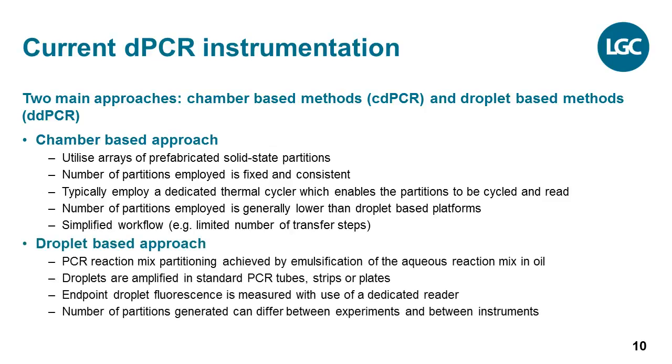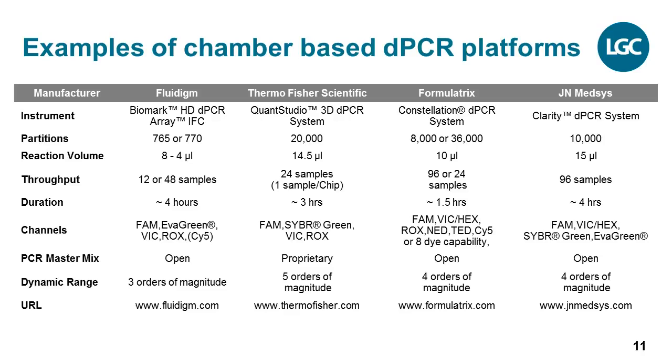Droplet-based approaches partition the PCR reaction mix by emulsification of the aqueous mixture in oil. The droplets can then be thermally cycled in standard PCR tubes, strips or plates, and the endpoint droplet fluorescence measured using a dedicated reader. Compared with chamber-based digital PCR approaches, the number of partitions generated is greater, but can be different between experiments and instruments.